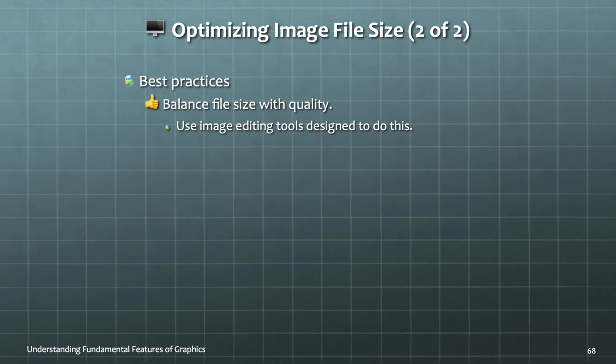There are image editing tools in programs like Photoshop that allow you to do this balancing act during the saving process. It's beyond the scope of this course to describe these, but I'll just mention the two main features of Photoshop that allow you to do this, which are Slices and Save for Web. I recommend that you explore these.